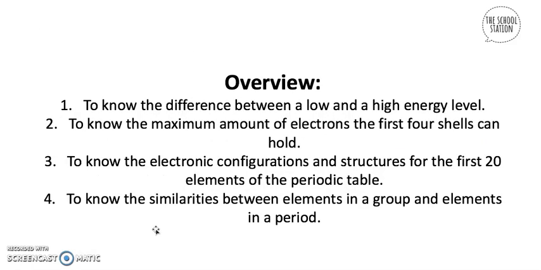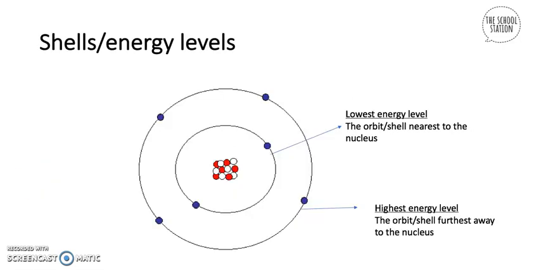I hope you enjoy this video, and I hope that this helps you. Just an overview of what we have learned today. Number one, we learned the difference between a low and a high energy level. The lowest energy level is the orbit or shell nearest to the nucleus, and the highest energy level is the one farthest away from the nucleus.